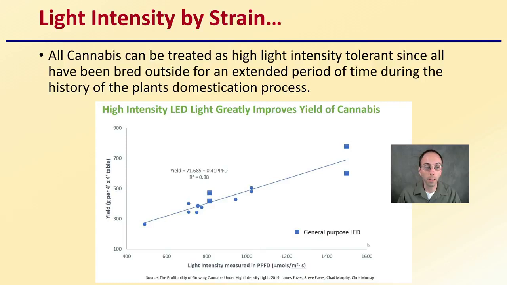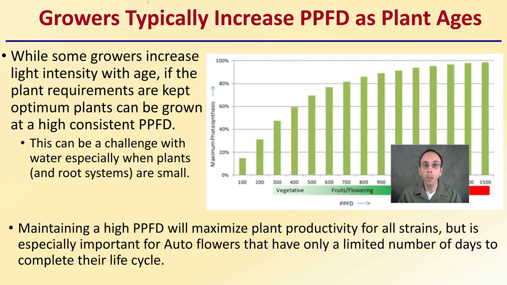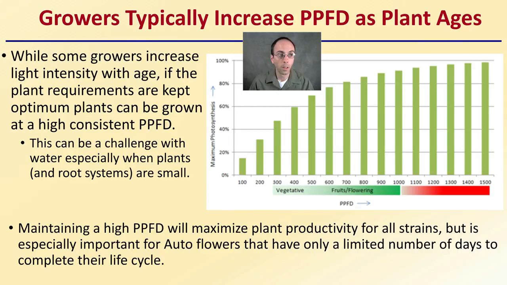We can see our light intensity increasing and our yield also increasing. While this does look linear, don't think that this continues on forever. Growers typically increase the PPFD as the plant ages, and that's simply referring to the intensity of light. While some growers increase light intensity with age, if the plant requirements are kept optimum, plants can be grown at high consistent PPFDs. Again, that stands for photosynthetic photon flux density. This can be a challenge with water, especially when plants and root systems are small. So this is part of the reason why growers tend to increase that as plants age.